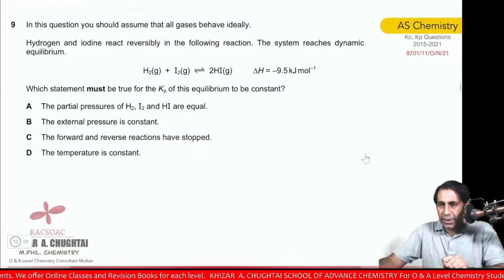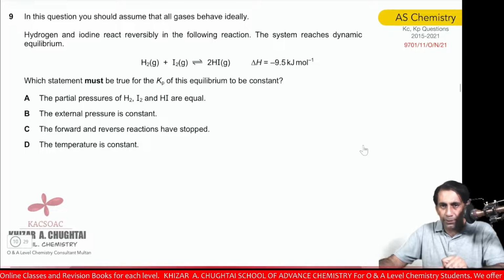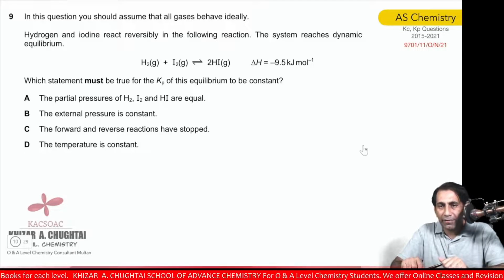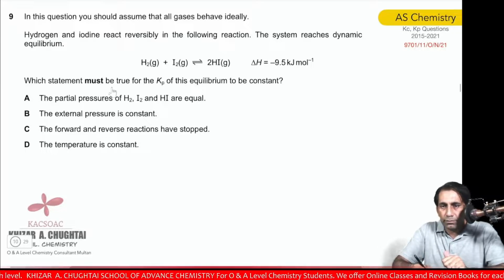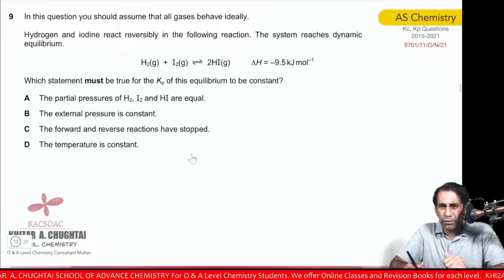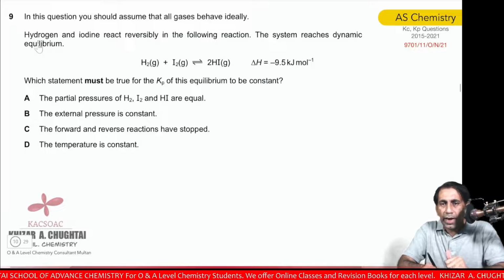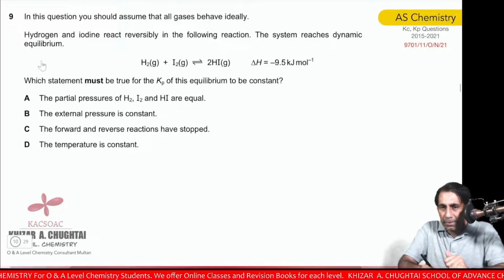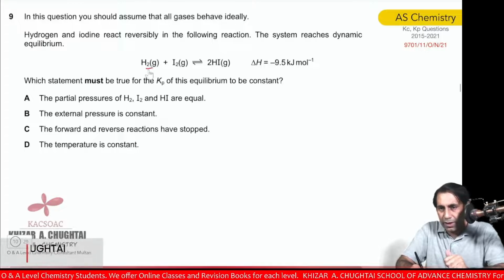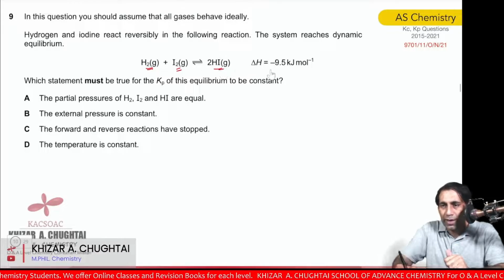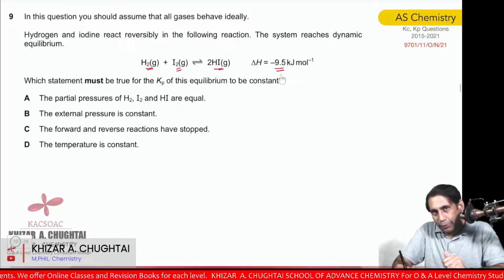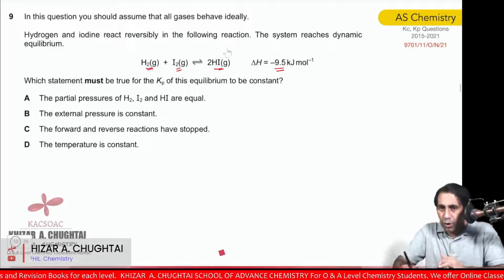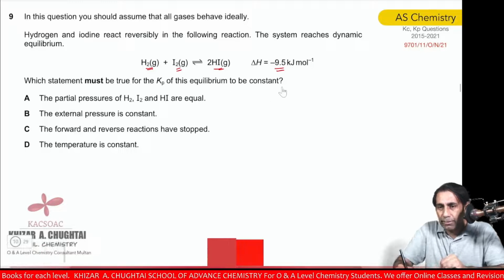The next question is taken from October/November 21, I think. In this question, you should assume that all gases behave ideally. Let's solve it. Hydrogen and iodine react reversibly in the following reaction. The system reaches dynamic equilibrium: H2 plus I2 goes to 2HI, and delta H is equal to minus 9.5. Which statement must be true, always true, for the Kp for this equilibrium to be constant?